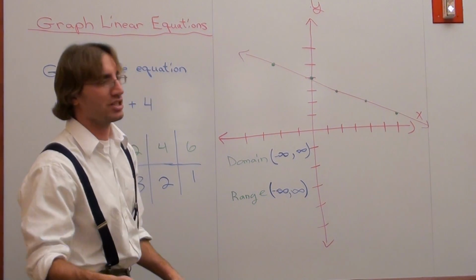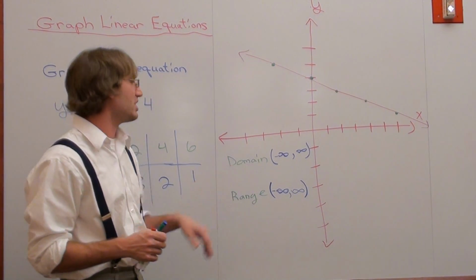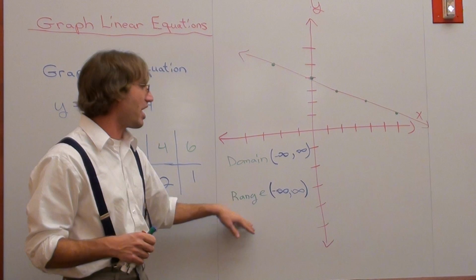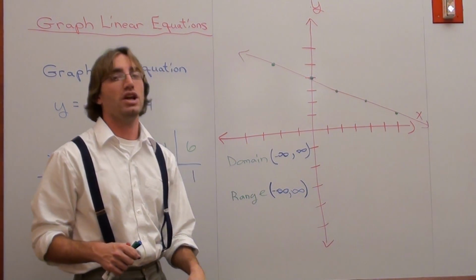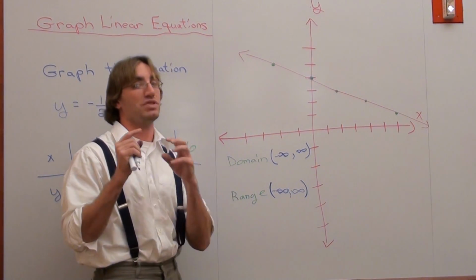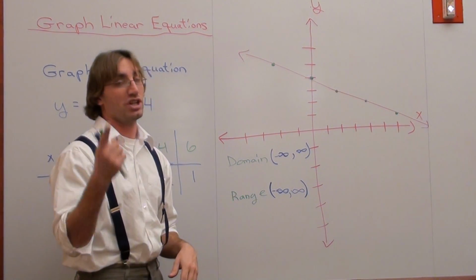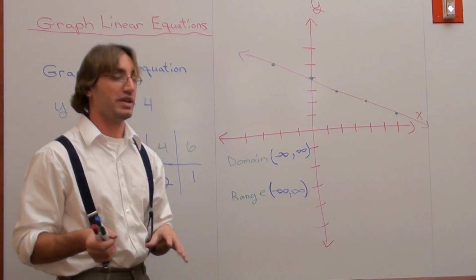Let me just express this right now. When it comes to linear functions, most of the time, your domain and your range are going to be negative infinity to infinity. There are a couple exceptions, a couple types of exceptions in terms of linear graphs. And we're actually going to be going over that very soon. But with that said, I think that's enough for right now.